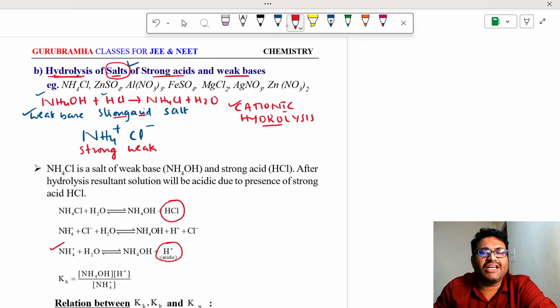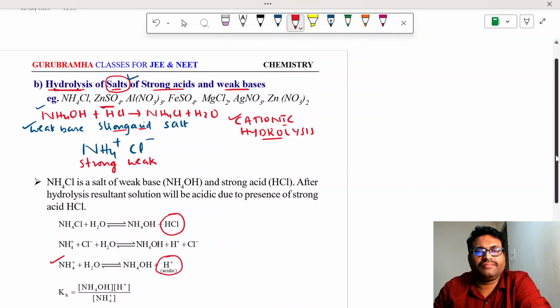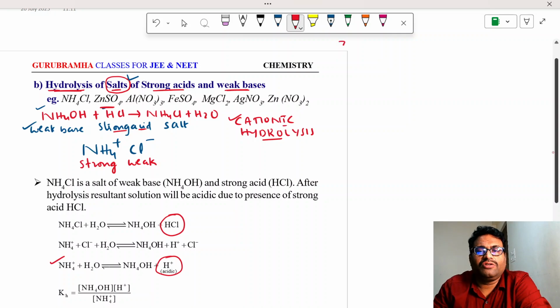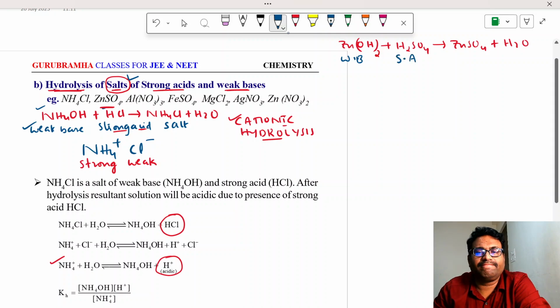In the same way, let us see other salts. There are other salts, ZnSO4. Zn(OH)2, when reacted with H2SO4, gives rise to ZnSO4 plus H2O. What is this? Weak base and strong acid. This is the salt.